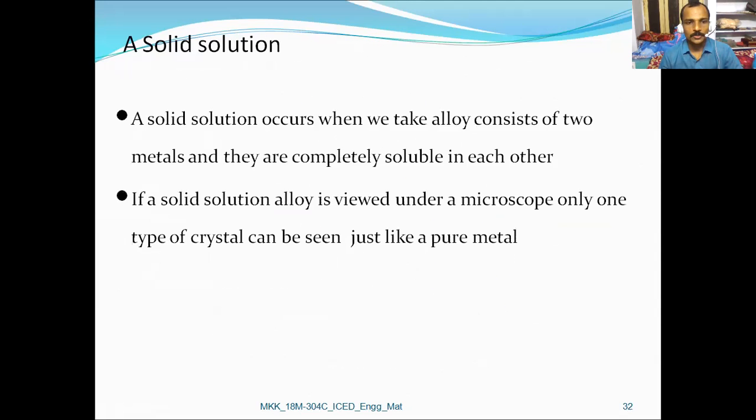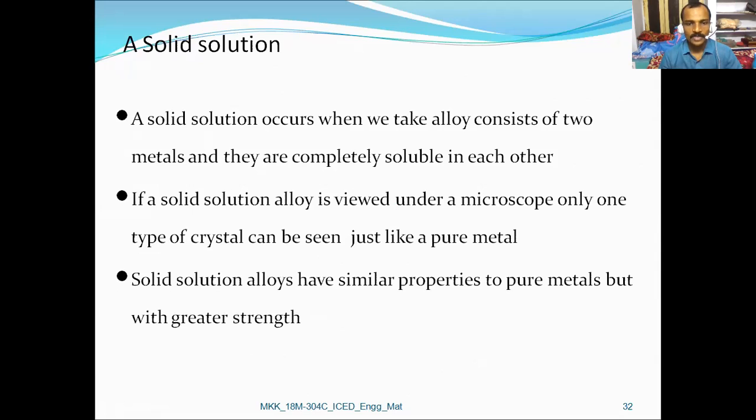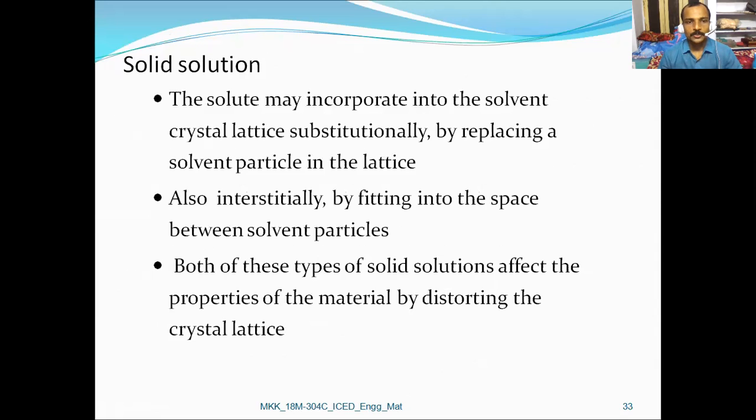Later we focused on a solid solution. A solid solution occurs when we take two metals that are completely soluble in each other. So in a microscope, whenever we observe a solid solution alloy, only one type of crystal can be seen, just like a pure metal. Compared with pure metals, a solid solution has similar properties but with greater strength. Strength will be more. And solid solutions are again divided into interstitial solid solution and substitutional solid solution.